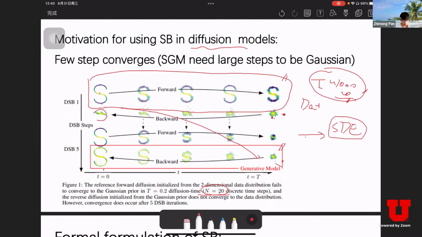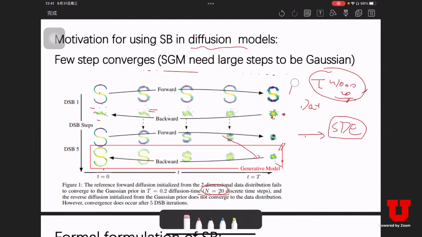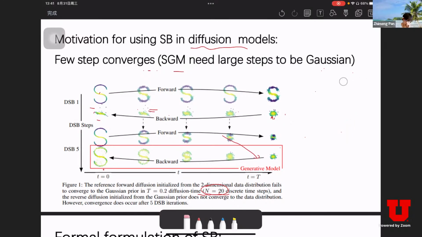What's the y-axis here? What does it mean? DBS1, DBS5, DSP1 to DSP5. Oh yeah, actually this figure right here is showing the training process of your Schrödinger bridge. They're all Schrödinger bridge, and as the model converges, the time horizon converges much faster. Okay. Yes, exactly.